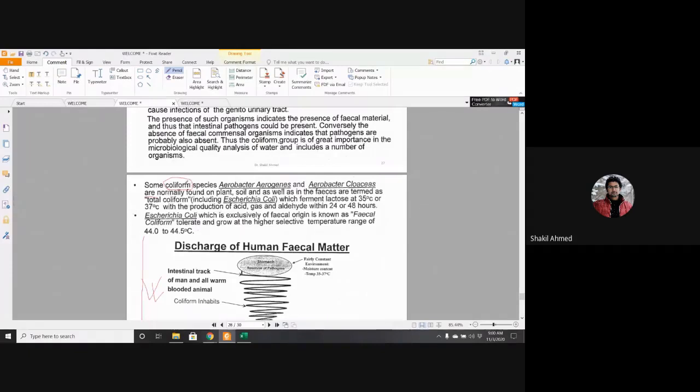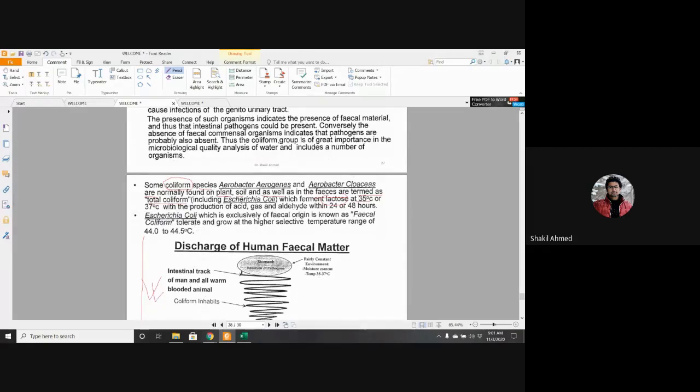Now, where did this TC and FC come from? Some coliform species like Aerobacter aerogenes and Aerobacter cloacae are normally found in plants and soil as well as in the feces, and are termed total coliform, which ferment lactose at 35 degrees Celsius. Lactose is the food for bacteria.